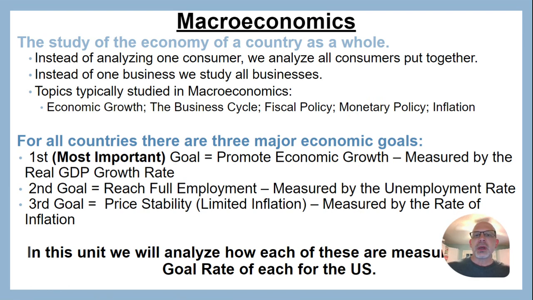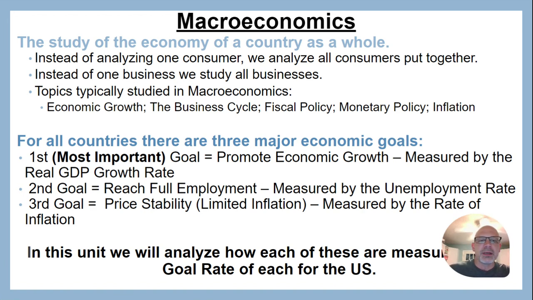Now, also in macroeconomics, as I mentioned before, economists will see if a country is hitting their macroeconomic goals. And most modern economies have three major goals. The first one and most important is economic growth, which I mentioned before, and it's measured through the real GDP growth rate, real gross domestic product growth rate. We'll see how that is found in our second video for this topic, part 2.